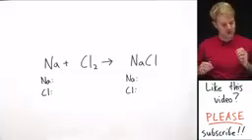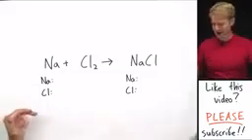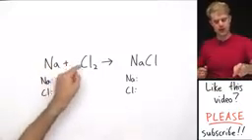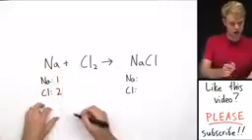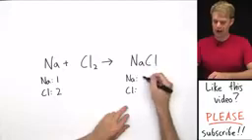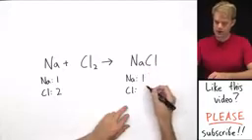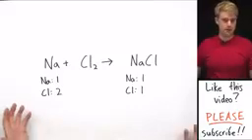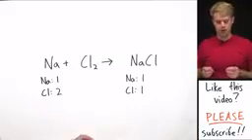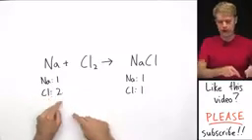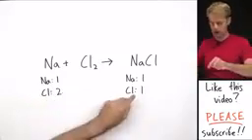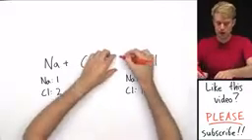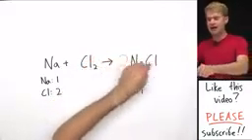Okay, so this one here has sodium and chlorine. Over here we've got 1 sodium and we have Cl2, 2 chlorine atoms. Over here we have NaCl, so we have 1 Na and 1 Cl. Okay, how am I going to start? Well, I have more chlorine on this side. I have 2 over here and I only have 1 here. So I can start out by putting a 2 in front of NaCl.